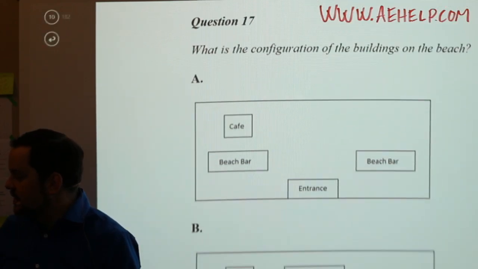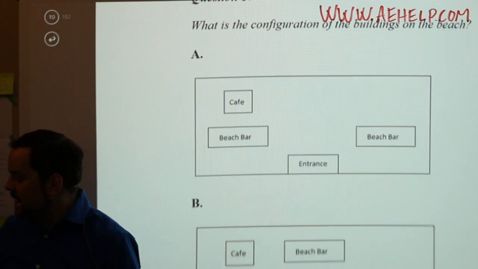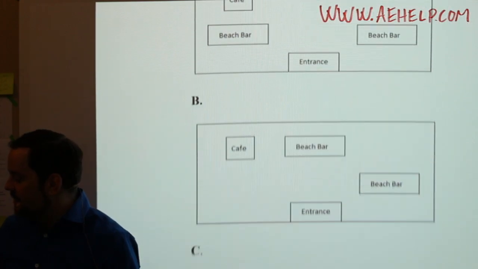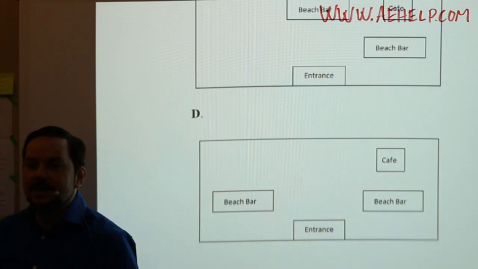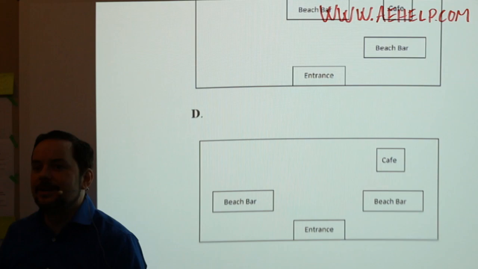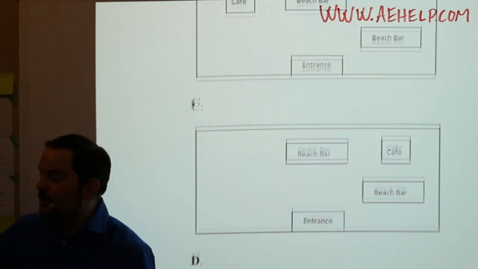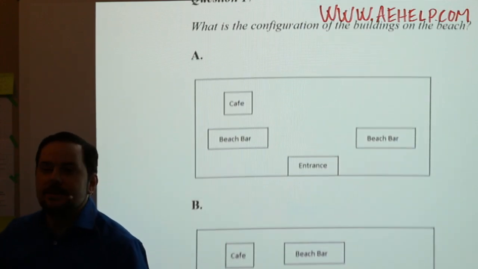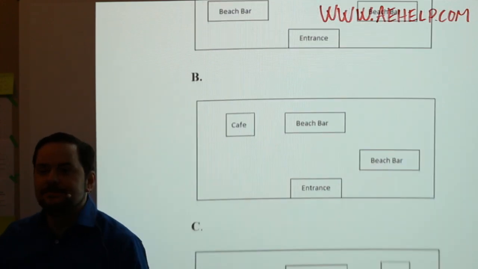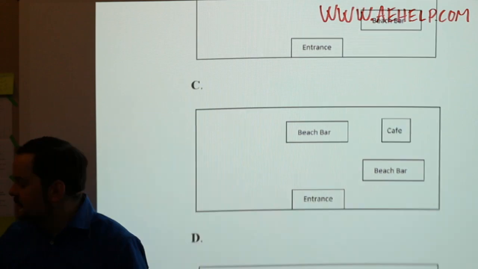Okay, question 17. Who got which diagram this is? Was it A, B, C, or D? Did anybody get which one it is? A, B, C, or D? And you really only had to pay attention to two important pieces of information to get it correct. Yeah, the correct answer is D.